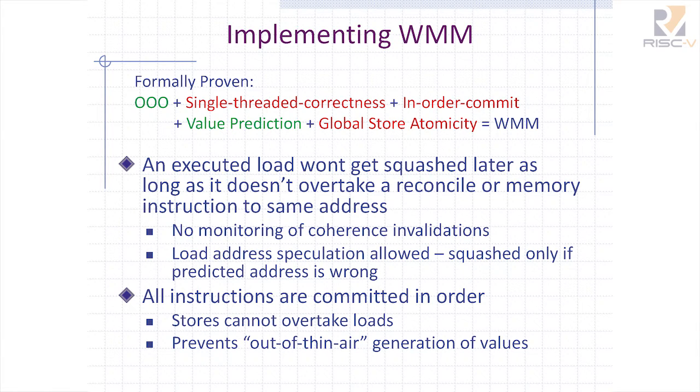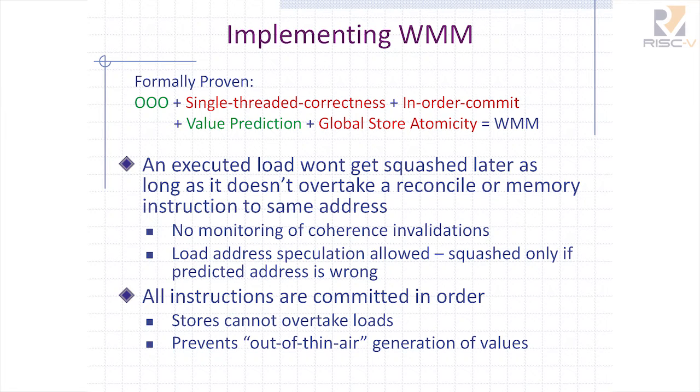So the components shown in green are the ones which you can relax without affecting the equation, meaning if you have an in-order processor instead of an out-of-order processor, it will still stay within WMM. And if you remove value prediction, if you don't do any speculation, then it will still remain within WMM. But if you relax the red ones, for instance, if you don't have in-order commit, it will go outside WMM. Similarly, if you remove global store atomicity, it's going to go outside WMM. And if you have no single-threaded correctness, it's probably not even worth calling a processor.